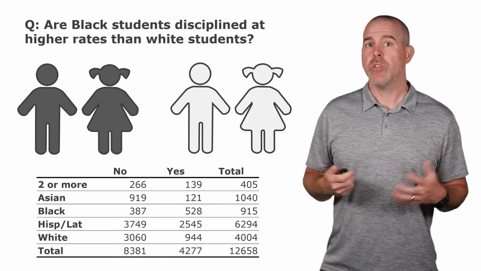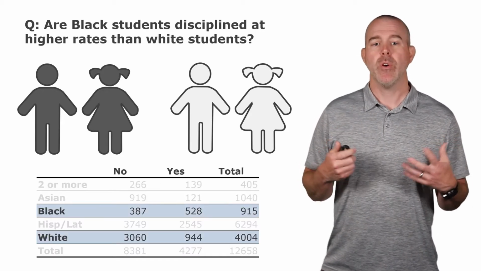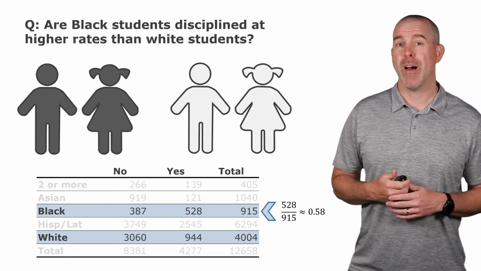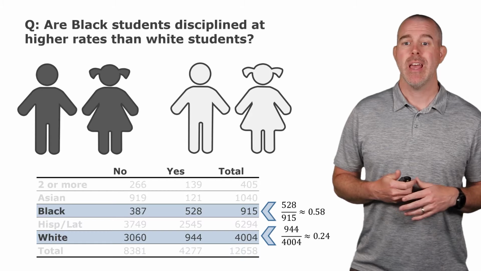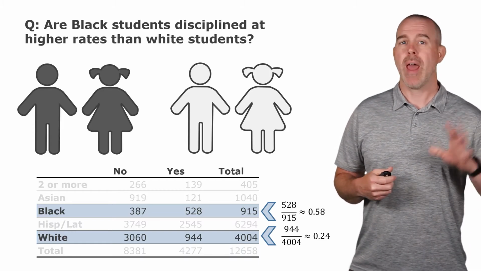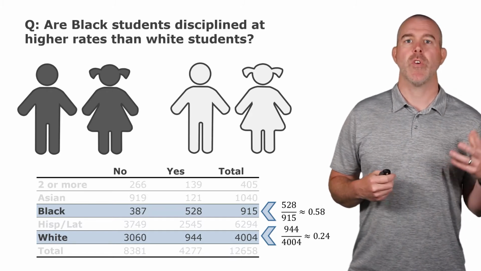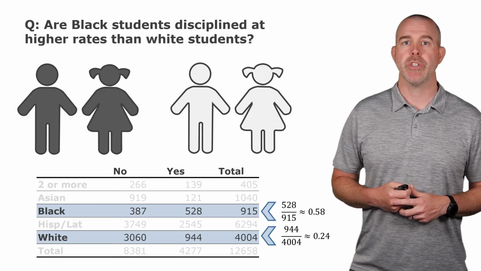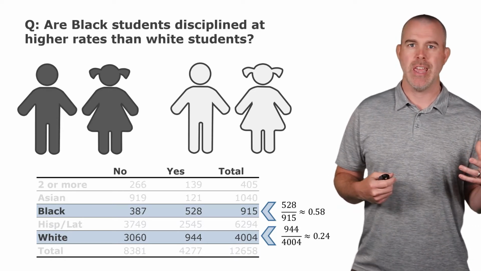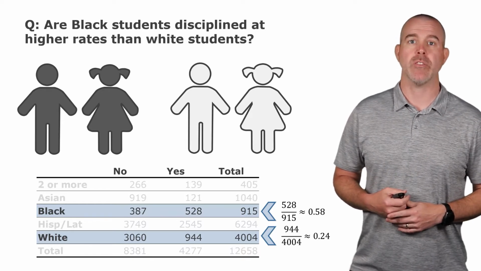We have these counts from the data. This is a contingency table, and we're going to focus just on the Black and the white students here. Black students have a discipline rate of about 58% from this database, and white students have a discipline rate of about 24%. If you don't have this database bookmarked, I'll put the link in the description. This is from a large suburban Midwestern school district. We have discipline data, we have race or ethnicity data. The discipline here is whether or not you received at least one discipline referral within that school year.